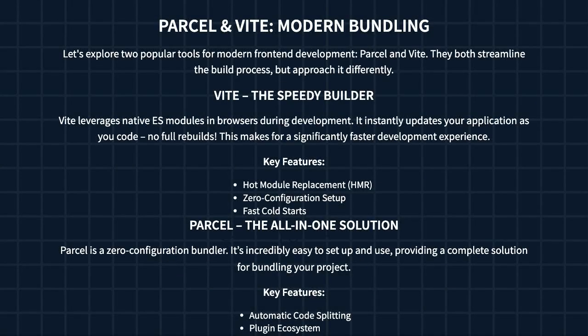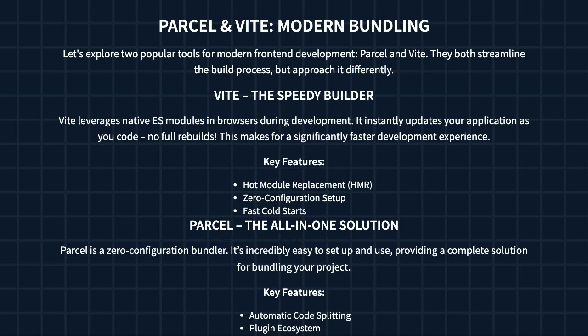Okay, let's talk about two really helpful tools for building modern websites, Parcel and Vite. Think of them as helpers that make bundling your projects super easy. Vite is like the speedy builder. It uses something called native ES modules, which means changes you make in your code appear instantly in the browser without a full rebuild. That's fantastic for development speed. It also has hot module replacement, so updates happen almost instantly.